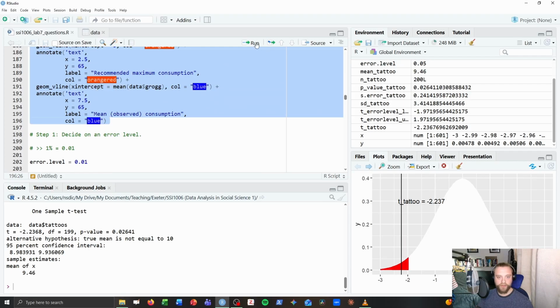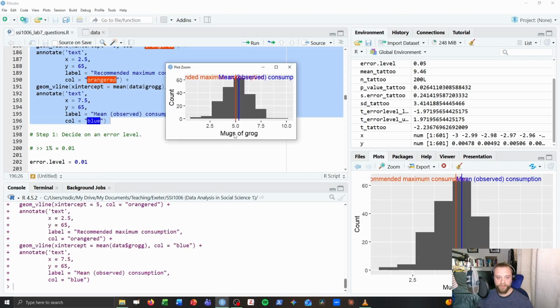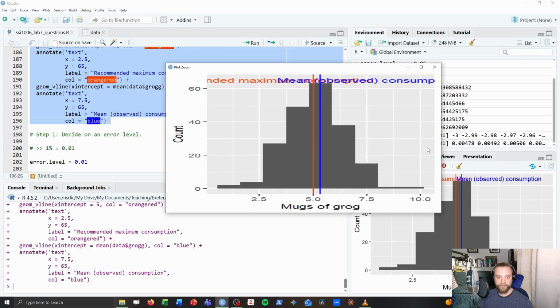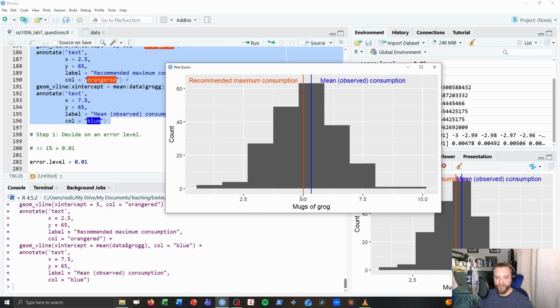So again, we can visualize this situation here. So similarly, we have our recommended maximum here at 5 and an observed mean. Now again, that observed mean is slightly above 5, but we've got to take into account this is just a sample. There's some natural variation. In the population as a whole, we need to be pretty certain it's above 5.